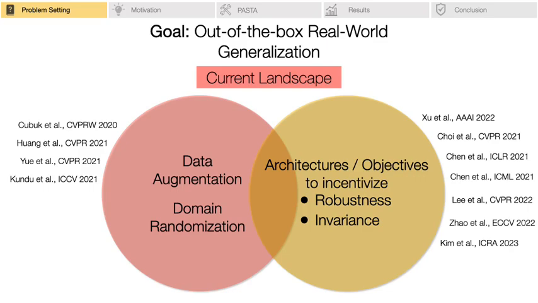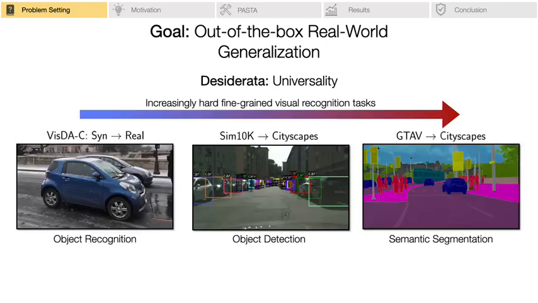Prior works focusing on Syn-to-Real generalization address the problem through data augmentation, domain randomization, architectural changes, and various learning objectives. These methods tend to be useful in isolated settings specific to certain tasks, architectures, or domain shifts. We focus on creating a data augmentation strategy that works in any Syn-to-Real generalization setting in a plug-and-play fashion.